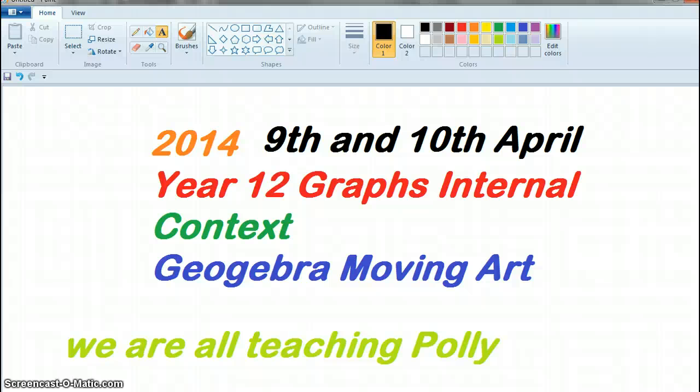On the 9th and 10th of April, we've got a Year 12 Graphs Internal, and the context is going to be GeoGebra art. But for merit and excellence, there'll be an element of moving art or generalisation. We're all going to teach Polly to make patterns using GeoGebra and possibly animations. So in order to get an idea of what that looks like, I'm going to show you a few files.